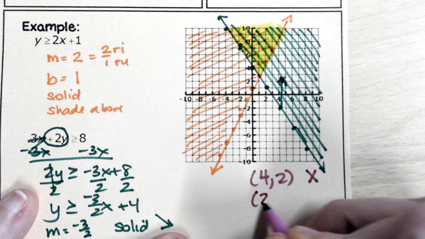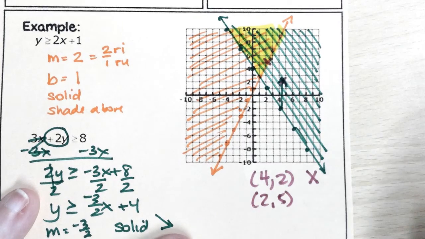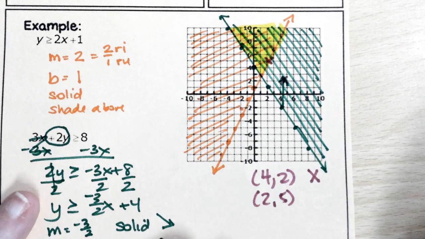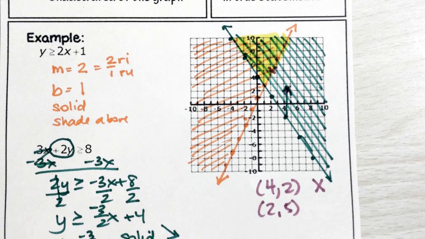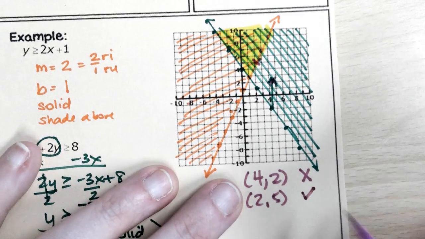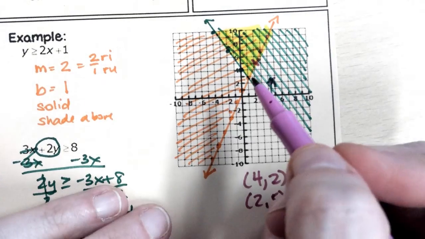What about 2, 5? Over 2, up 5. What do we think? It's on the line. Am I allowed to have points on the line? Yes, because it's solid, because it's or equal to. So this actually is a solution. Now let's pretend you're not sure, and you want to check mathematically. Well, let me show you how to do that.